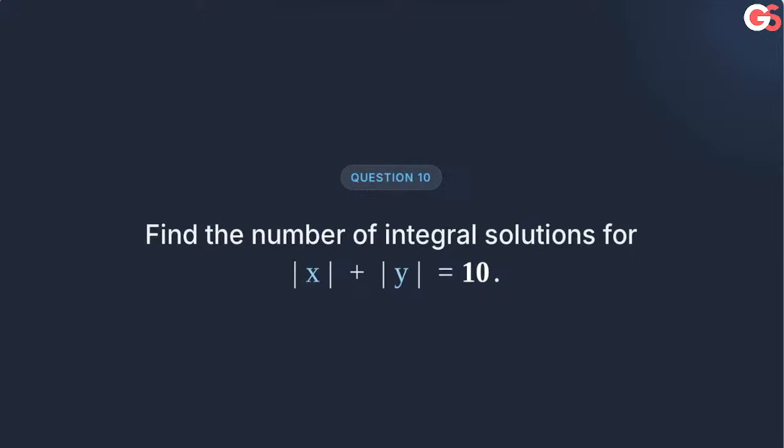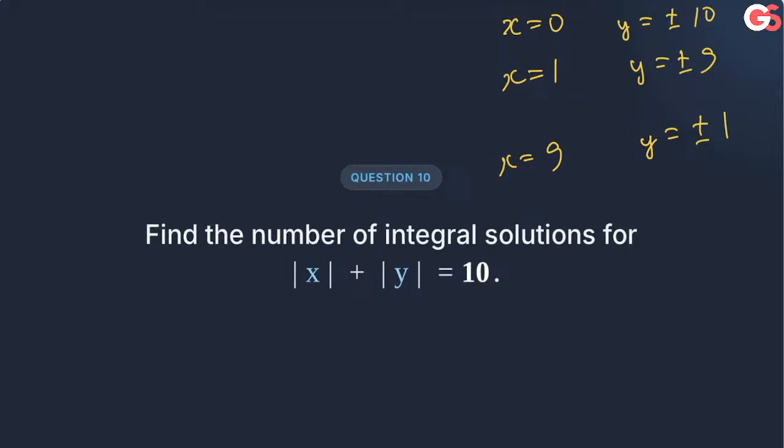The answer is 40, obviously, yes. So I can have x as 0 and y will be plus 10 or minus 10. If I have x as 1, y will be plus 9 or minus 9 and so on. So basically, for every value of x, we have two values of y. ये तो confirm है. At one point of time, x will be 9, so y will be plus 1 or minus 1. इसका उल्टा भी होगा. When x is minus 1, y will be plus 9 or minus 9.